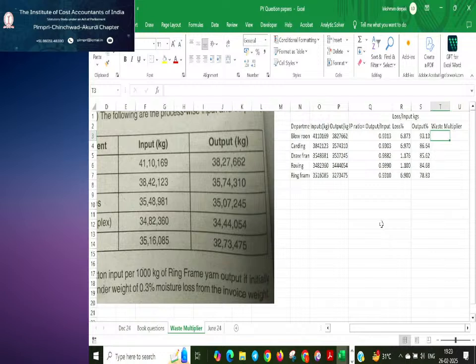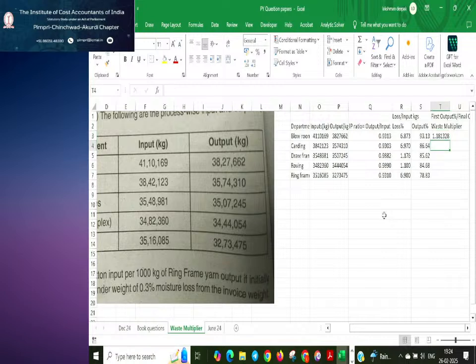Got it? So what is this waste multiplier? Waste multiplier is the output of a particular process divided by the final output of the process. I would say first output percentage divided by final output percentage is waste multiplier. So it is equal to 93.13 divided by 7. So this is the waste multiplier over here, 1.81328.